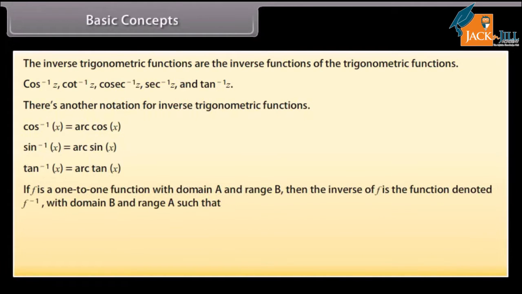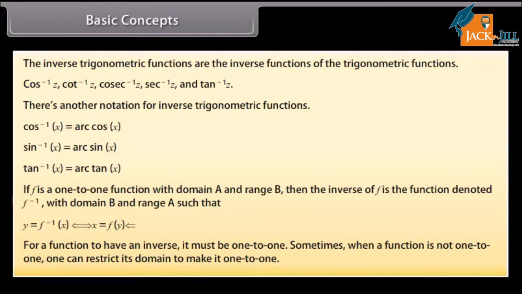Recall that if f is a one-to-one function with domain A and range B, then the inverse of f is the function denoted f inverse with domain B and range A such that y is equal to f inverse of x if and only if x is equal to f of y. For a function to have an inverse, it must be one-to-one. Sometimes, when a function is not one-to-one, one can restrict its domain to make it one-to-one.